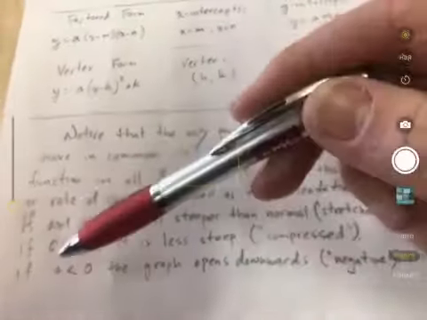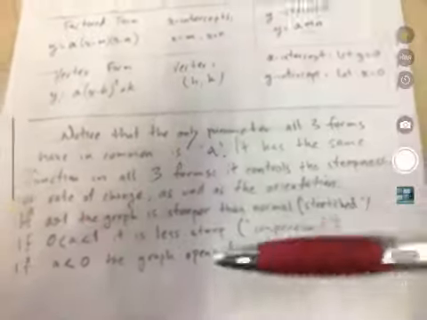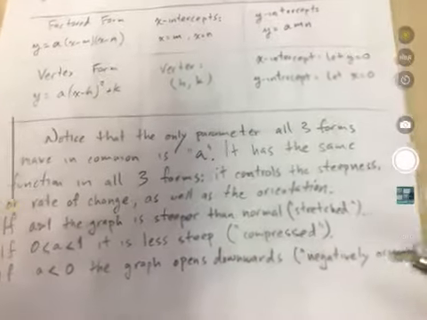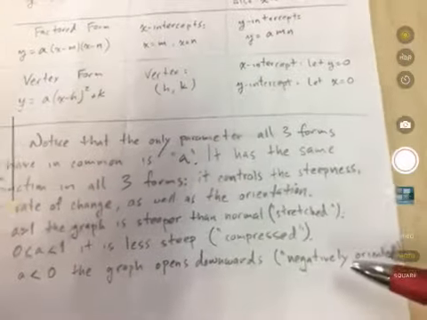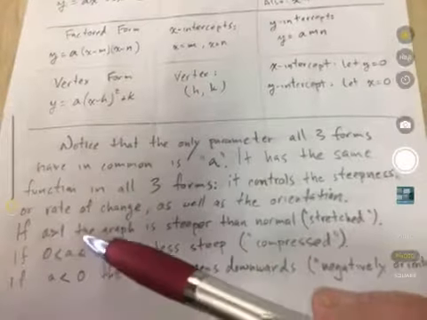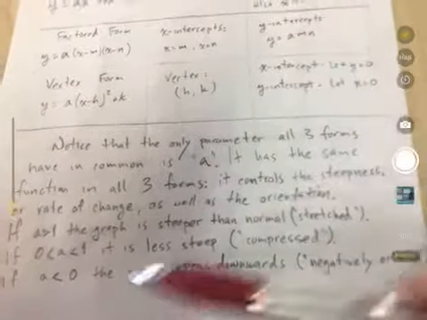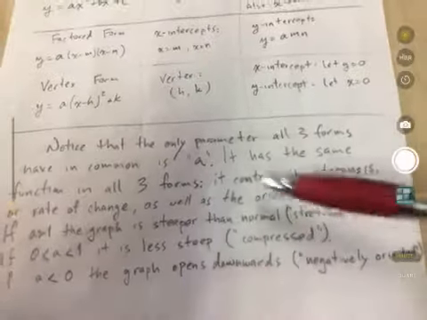All right, and then if a is a number less than 0, that means the graph is upside down. We say that it is now negatively oriented. Okay, positively oriented when a is greater than 0 means the parabola opens upwards, and negatively oriented means that it opens downwards.